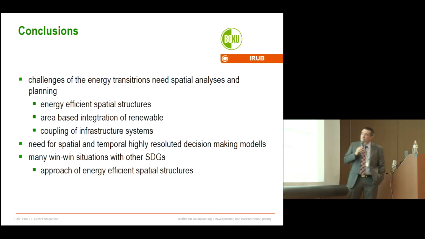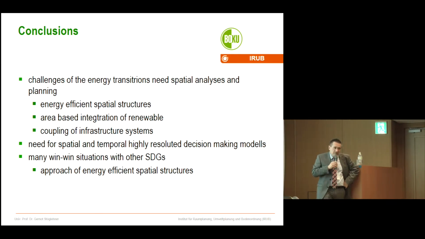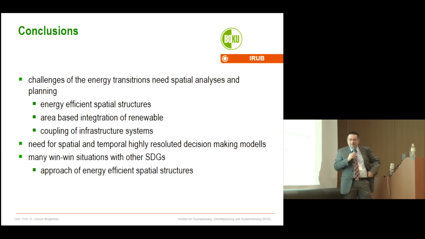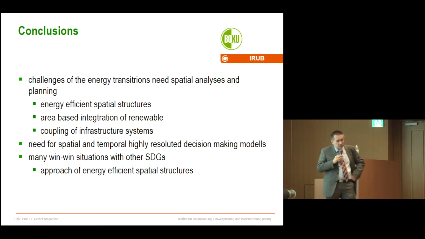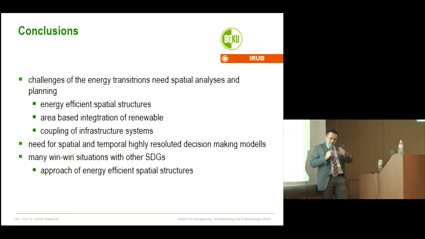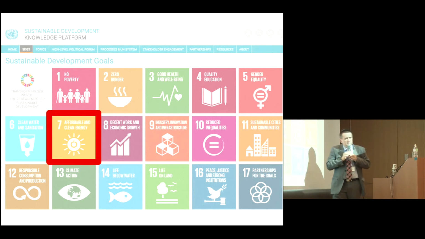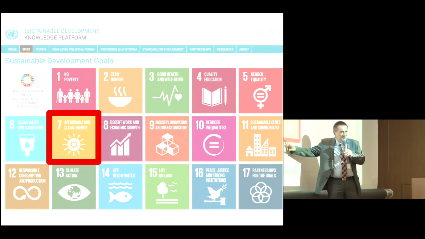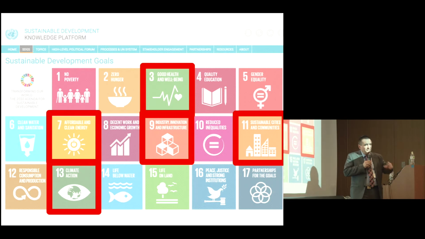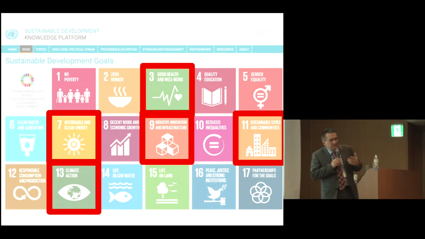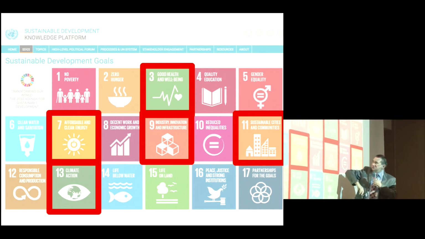So, let me conclude that on the one hand, the challenges of the energy transition need a spatial approach. Spatial analysis can really contribute to the design of renewable and sustainable energy systems, also resilient energy systems. And we have new development goals. And what I want to conclude with: even if you don't believe in climate action and the energy transition, you would still fulfill a lot more sustainable development goals by the approach of an energy efficient spatial structure. It's also a spatial structure where people walk and bike more. It's a more healthy structure.